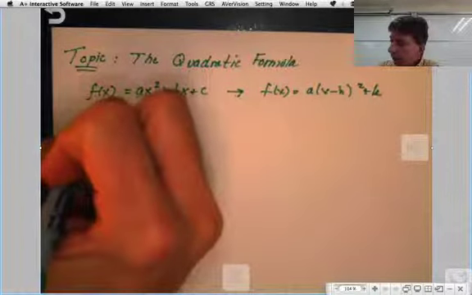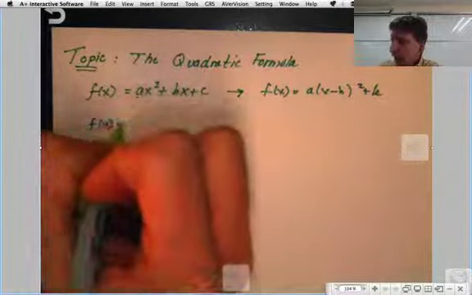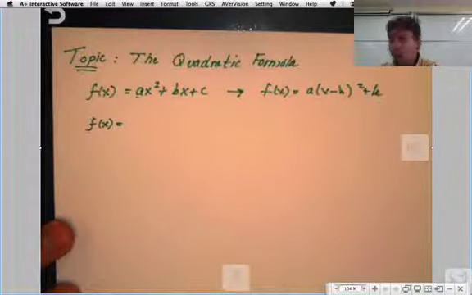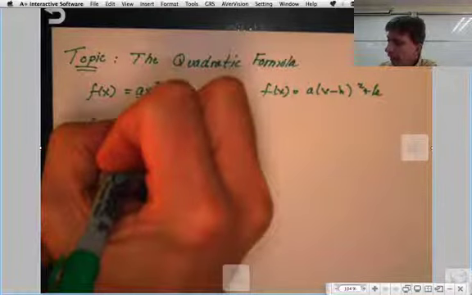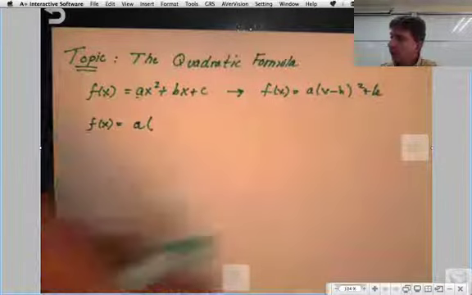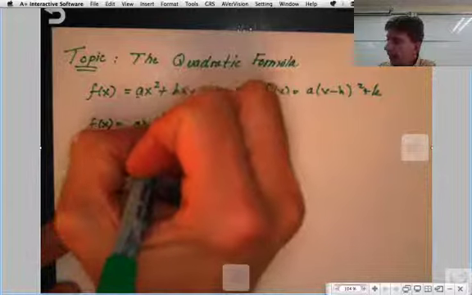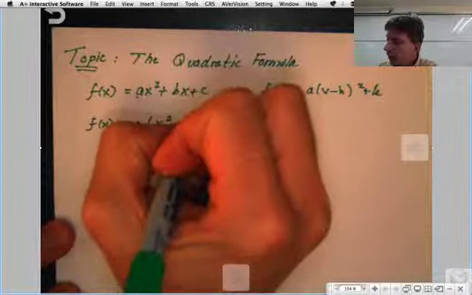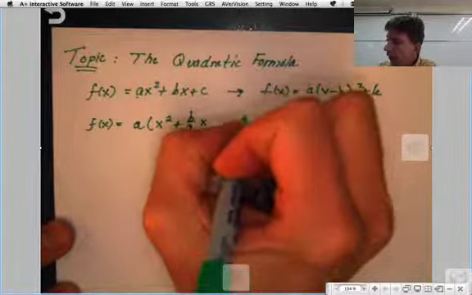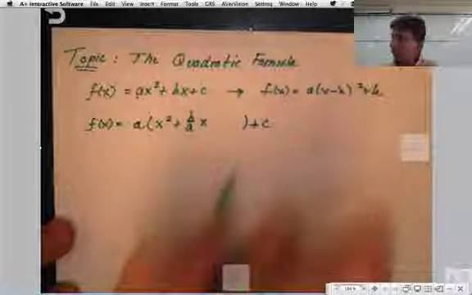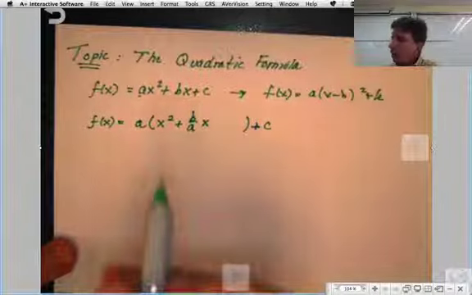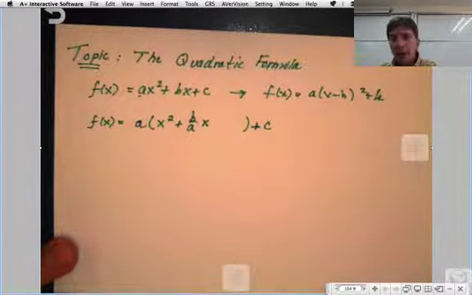To complete the square, we remember that we need to make the coefficient of x squared equal to 1. So we factor out the a from the first two terms. Dividing each of the first two terms by a gives me x squared plus b over a times x. We kick out the constant term. Next, we take half of the coefficient of the middle term and then square it.